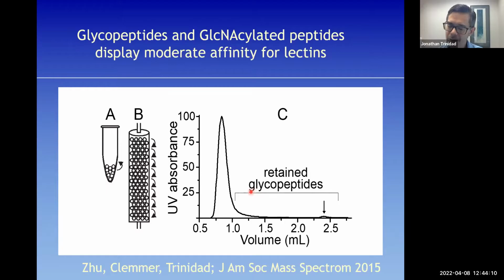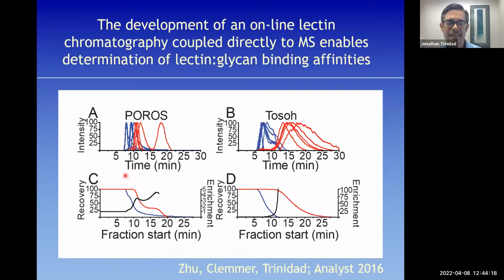Normally, we use this as an enrichment approach and then do LCMS on the side, but you can hook a column like this directly up to LCMS if you use the right sort of buffers. And what you can see is these individual blue lines are the elution behavior of different glycopeptides in our sample. And these red lines are the elution behavior of different non-glycopeptides.